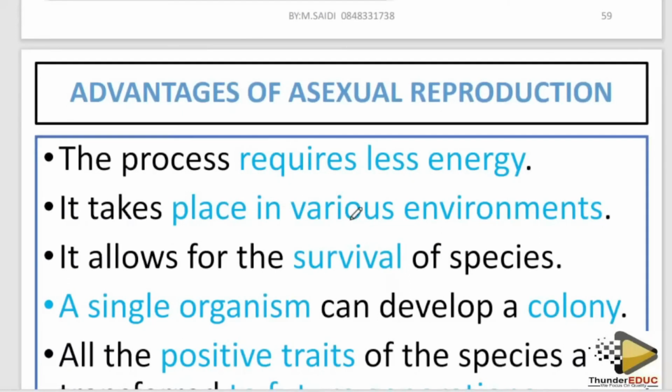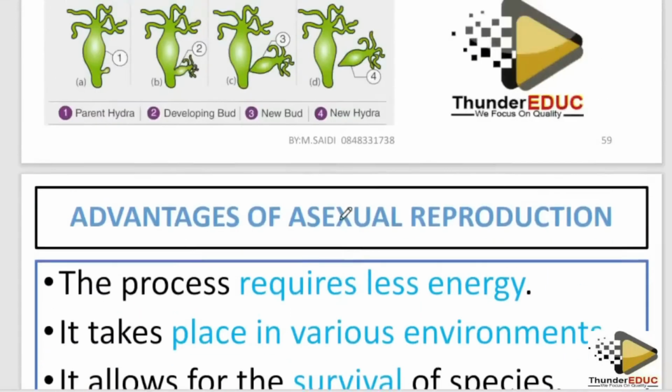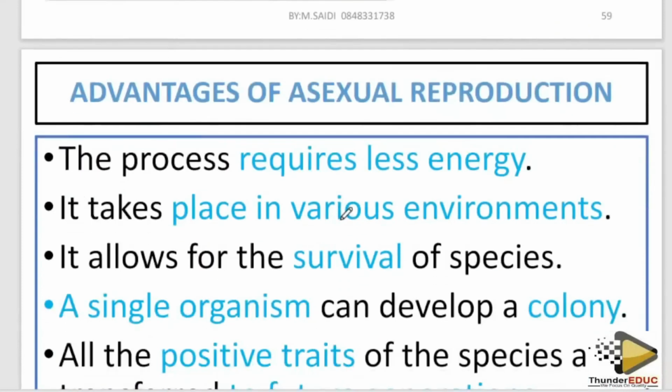What can I say here? Yes, you can read, because sometimes you can bring about a table for you to draw the similarity and the difference between asexual reproduction and sexual reproduction.